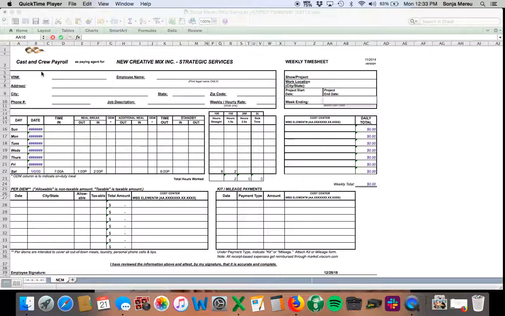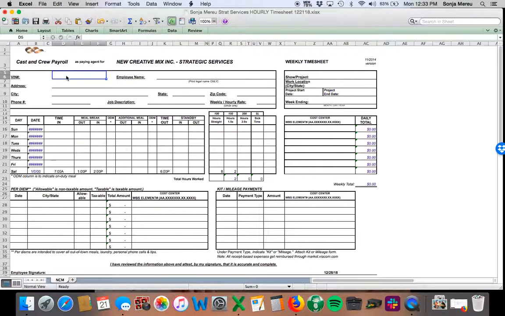So the first thing is VIN. That is specific to Viacom. If you work for Viacom, you have a Viacom ID number. However, that would not be applicable for most people. However, if you do have some sort of ID number or other info aside from your name that you're identified as, that would go here.